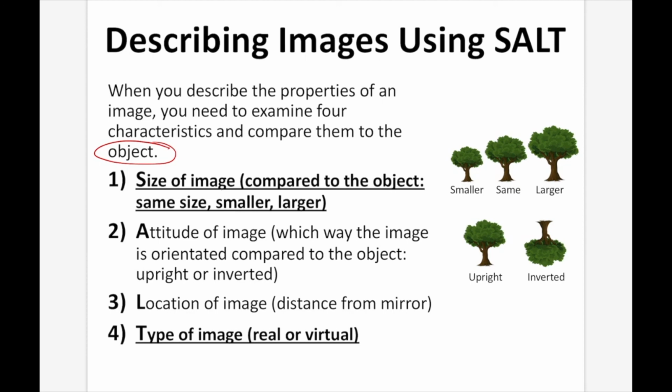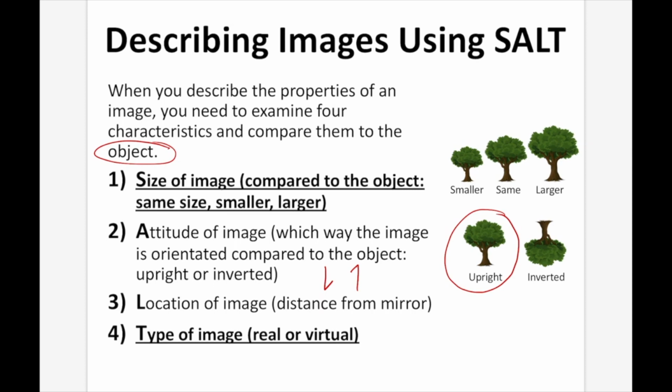2, A. A is for attitude. Attitude of the image is the way the image is orientated compared to the object. Is it upright or inverted? Again, it's always compared to the object. If our object looks like that, then upright for our image looks like this. However, if our image looks like this, then it's going to be inverted. It's always compared to the object. It doesn't matter if a tree usually looks like this. If the object of the tree is upside down and the image is upside down, then we say that it's upright. 3, L, for location of an image, and that's the distance from the mirror.